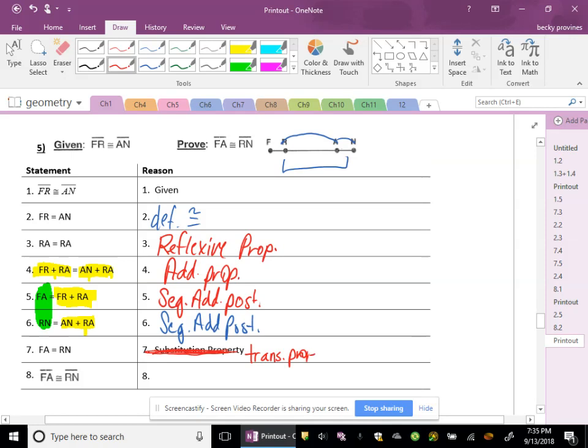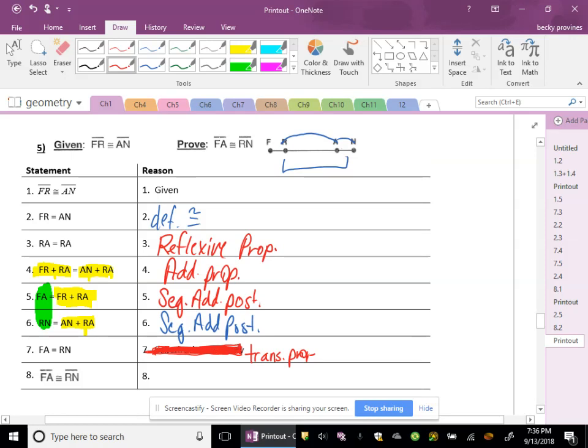Yep, definitely. That's transitive property. In my honors class, we don't use transitive property, and so I use substitution in my honors class. And so I think when I wrote this, I just wrote the wrong thing. So we need to fix that.